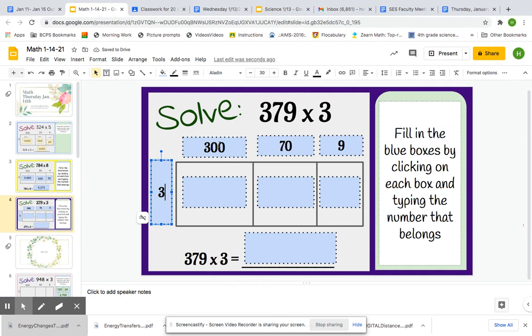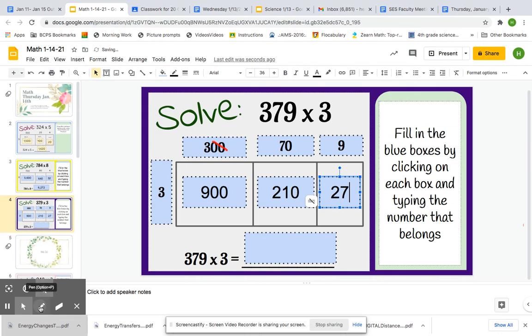So 3 times 300. Well, 3 times 3 equals 9. And then I add back my 2 zeros. 900. 3 times 7. That equals 21. I add back my 1 zero. 210. 3 times 9 equals 27.